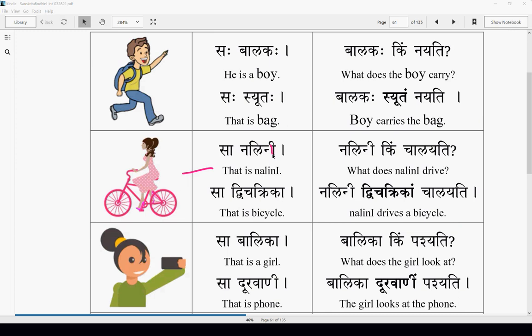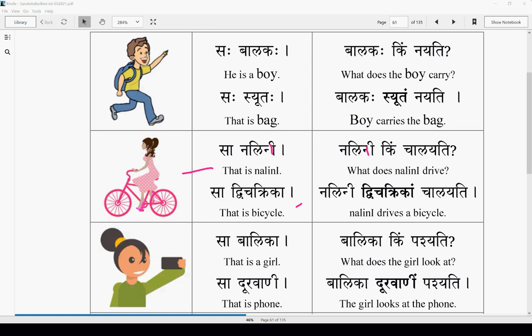Sa Nalini. Sa Dvichakrika. Dvichakrika means it is a two-wheeler. Dvi means two, chakrika is a wheeler. So Dvichakrika, a two-wheeler or a bicycle. Sa Nalini asti, sa Dvichakrika asti.